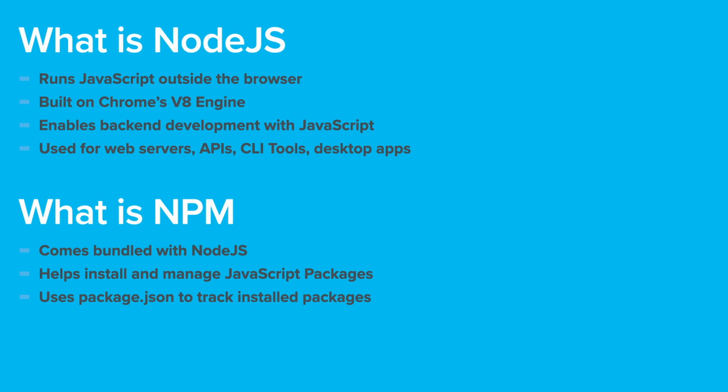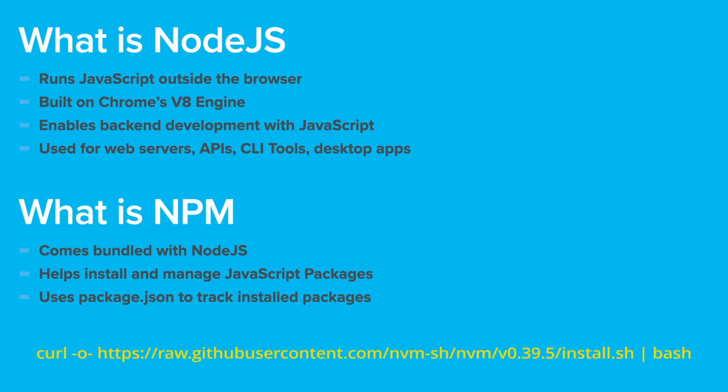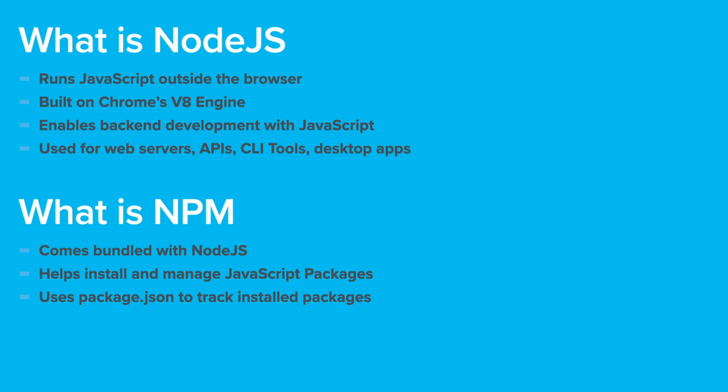Apart from downloading Node.js from its website, we can also install NVM, or Node Version Manager. NVM allows you to easily install, manage, and switch between multiple Node.js versions. This is especially useful when working on projects that require different Node versions. Installing NVM is simple. On macOS or Linux, run this command. On Windows, use the NVM Windows installer from GitHub.